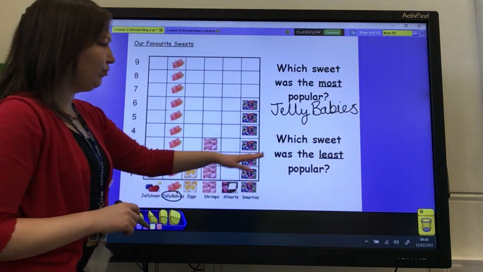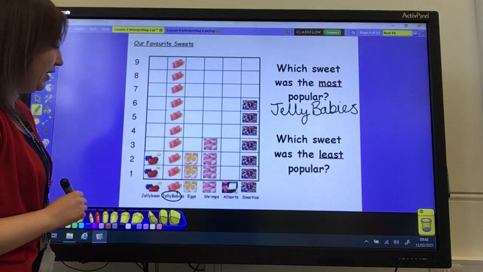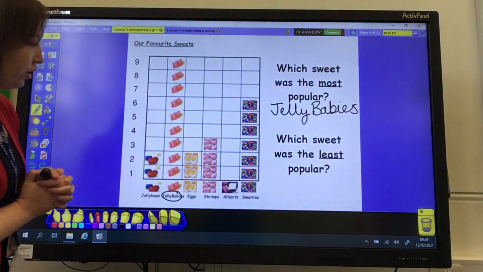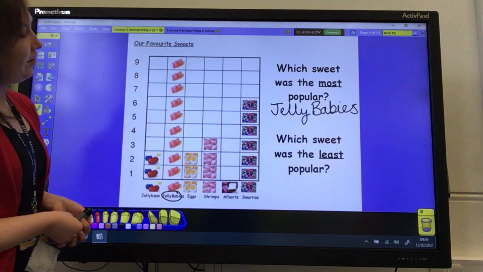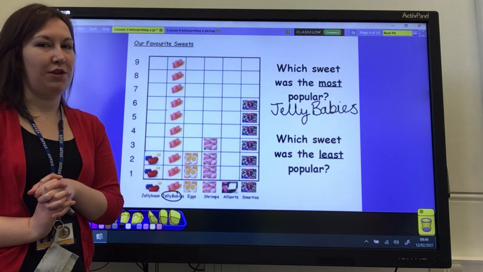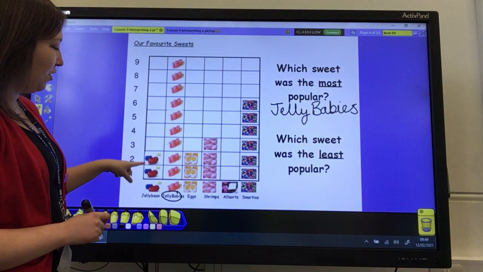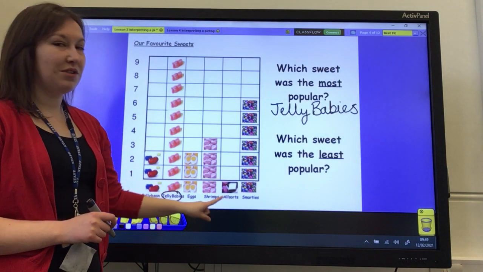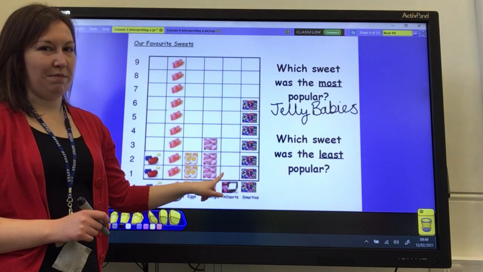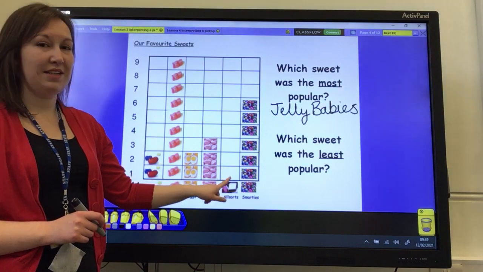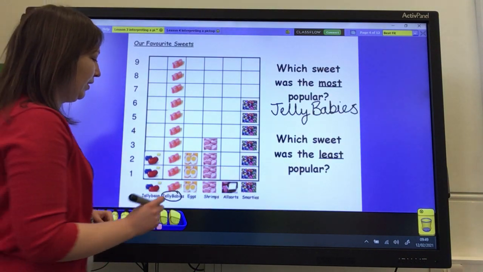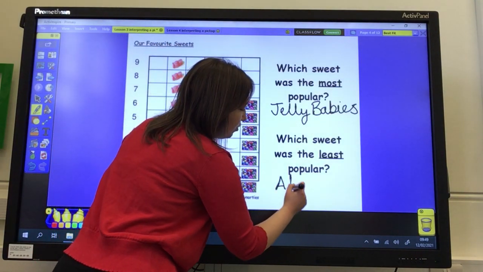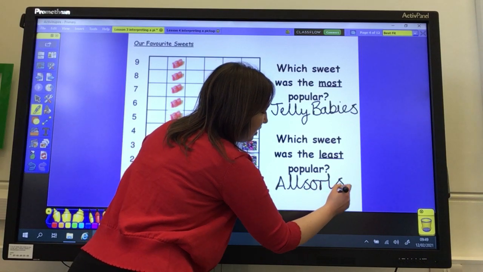And the next one, which sweet is the least popular? So the least popular means that it's got the lowest. So pause the video while you have a look. Okay, now this one may have caught a few of you out, because this one's got the lowest number of squares that are actually used, but actually, all sorts, nobody picked them. Not one person picked it, so it's actually 0. So the sweet that's the least popular is all sorts, because nobody chose it.